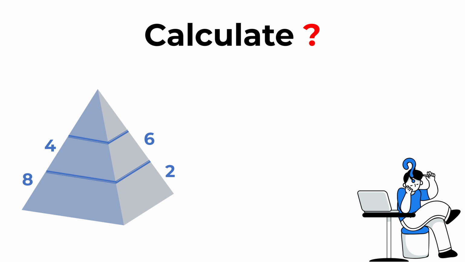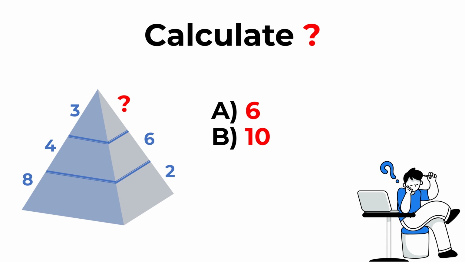And in the top layer, you have number 3, and on the other side of the pyramid, you have a question mark. And this question mark can be one of those 4 values. Your choice A is 6, choice B is 10, choice C is 7, and choice D is 2. Do you see the answer?